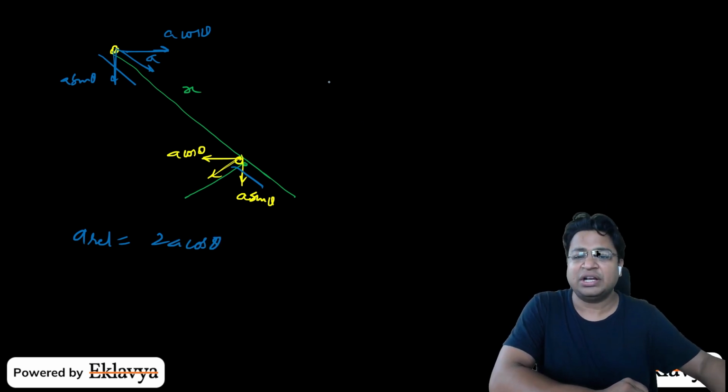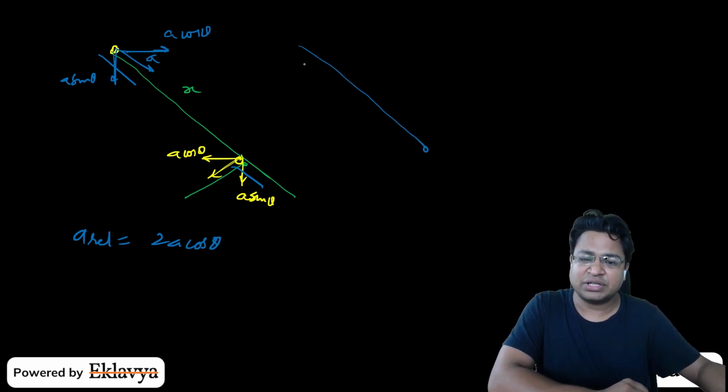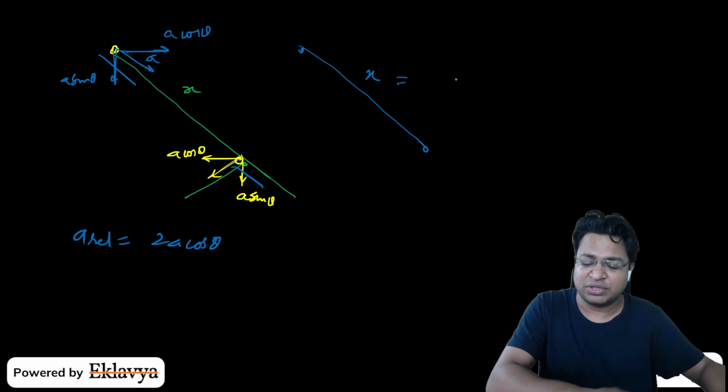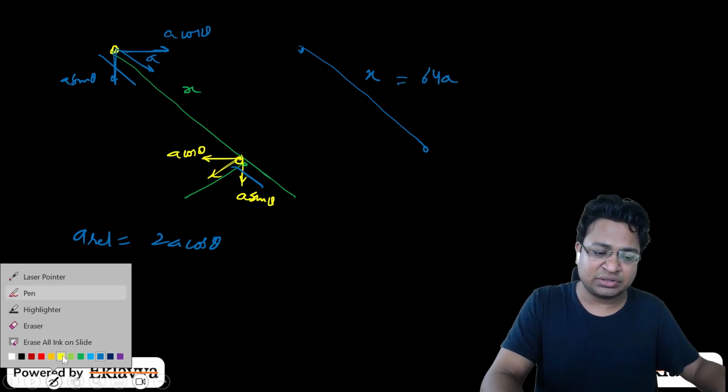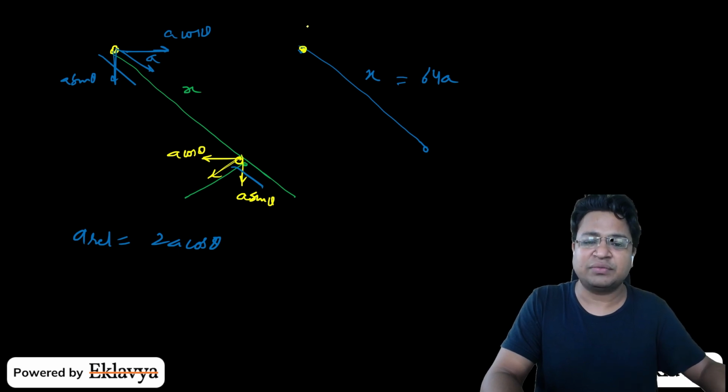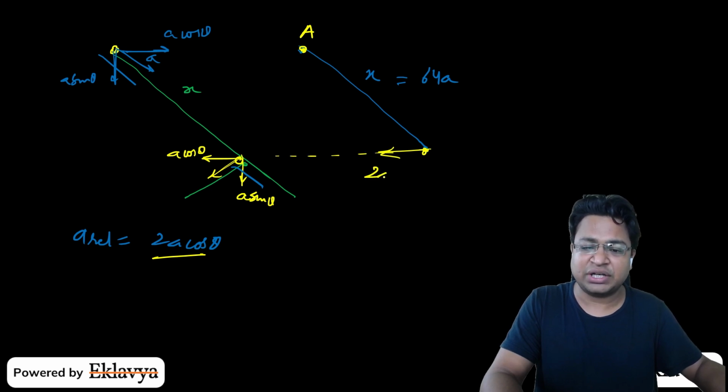So what we are now suggesting is that initially the particles were like this. One was here, the other was here with a separation of x, which is equal to 64a between them. And then what happened? If I consider the entire situation from the frame of particle A, then particle B started moving with a horizontal acceleration of 2a cos theta in this direction.